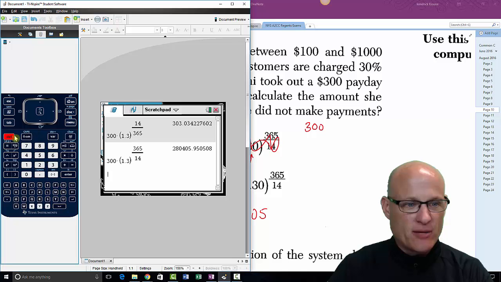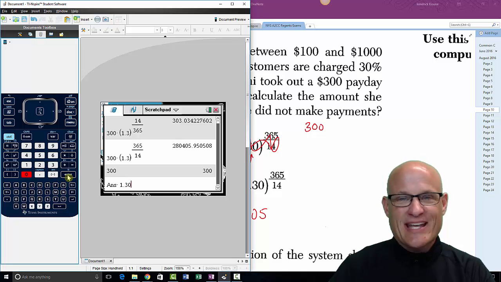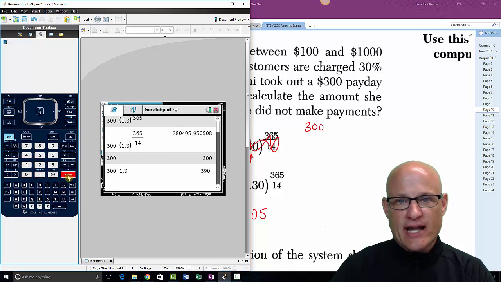Let's see if we can come up with that number. I'm going to type in 300 and press enter. I'm going to do recursion on this one. So recursion just means that I'm going to take my answer, second answer, and multiply by 1.3. That's 30% increase, 1.30. So at the end of 2 weeks, I owe $390.